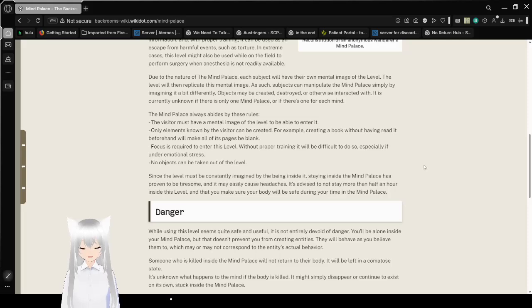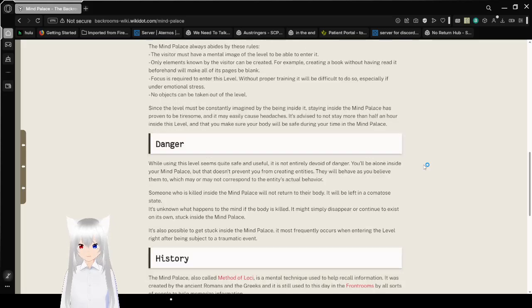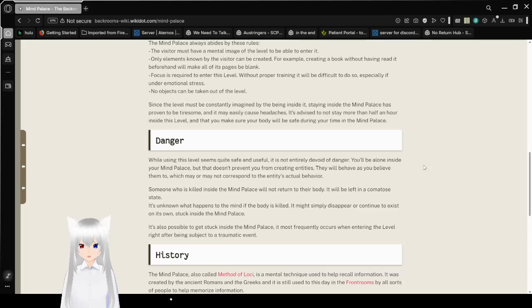The Mind Palace always abides by these rules. The visitor must have a mental image of the level to be able to enter it. Only elements known by the visitor can be created. For example, creating a book without having read it beforehand will make all the pages be blank. Focus is required to enter this level. Without proper training, it will be difficult to do so, especially under emotional stress. No objects can be taken out of this level.